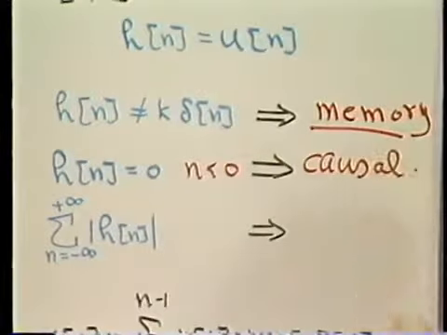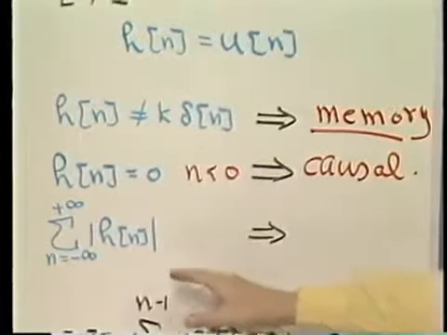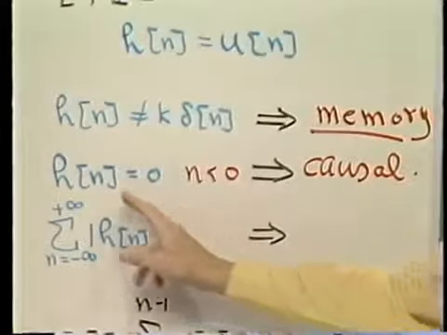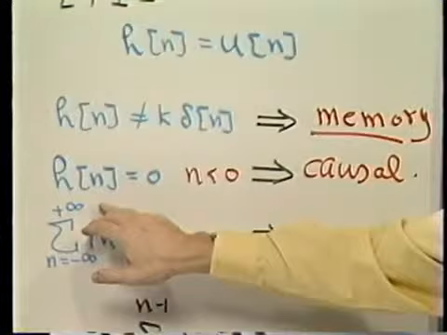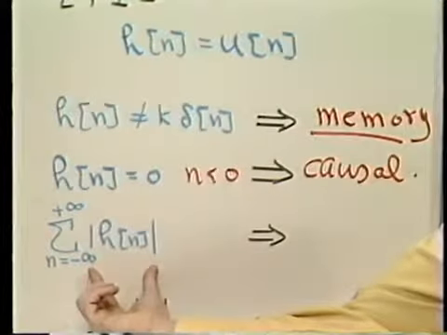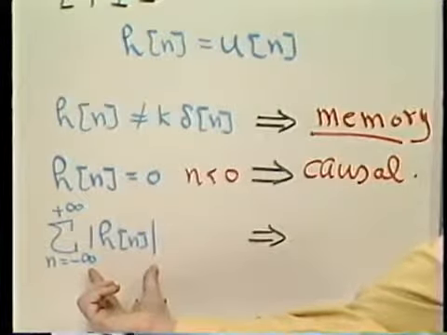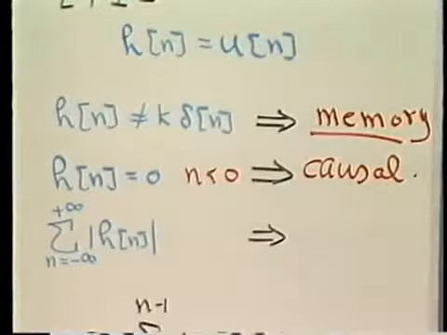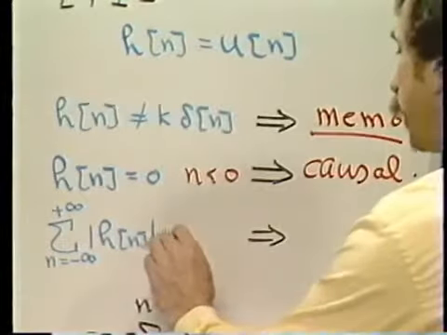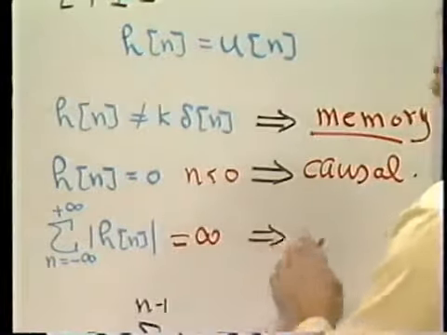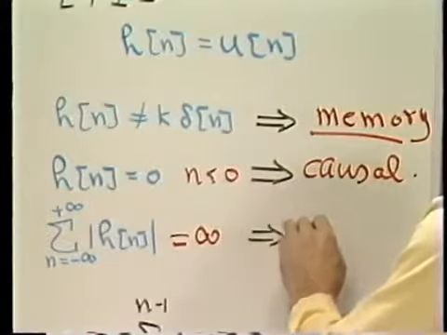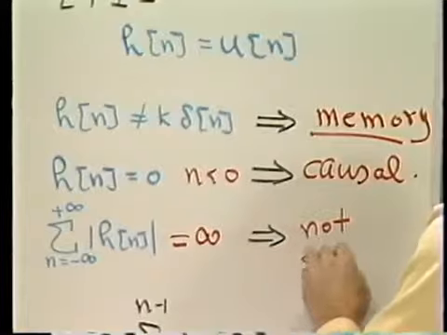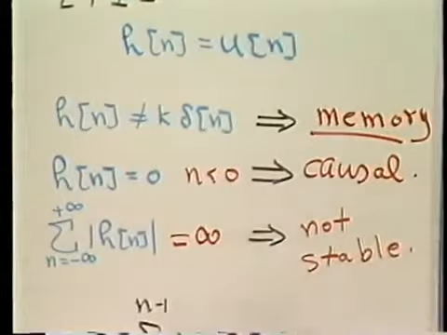And finally, if we look at the sum of the absolute values of the impulse response from minus infinity to plus infinity, this is a step. If we accumulate those values over infinite limits, then that, in fact, comes out to be infinite. And so what that implies then is that the accumulator is not stable in the bounded input, bounded output sense.